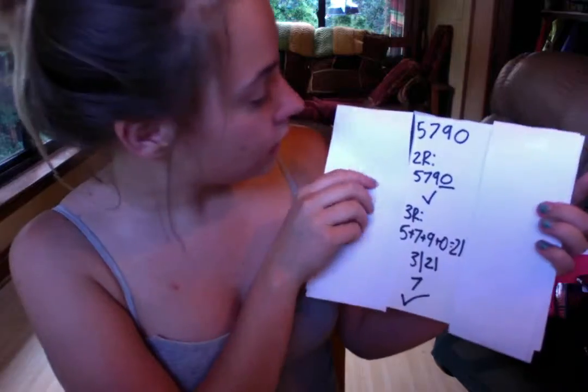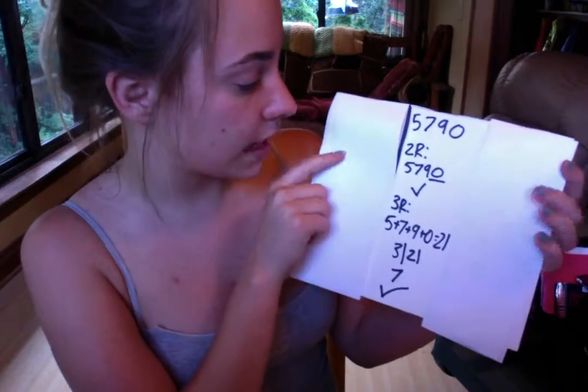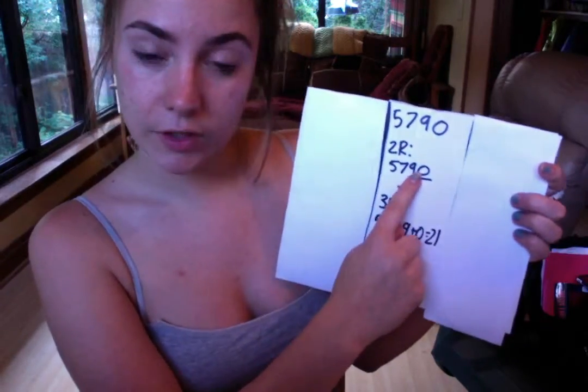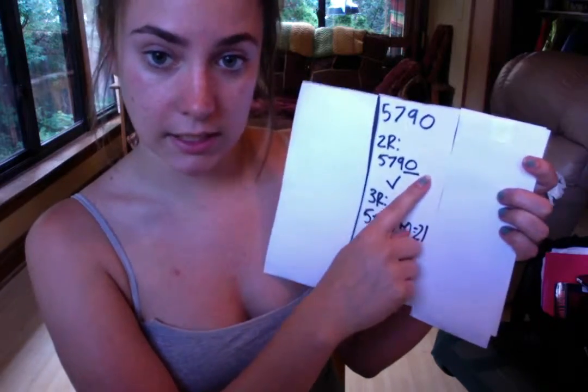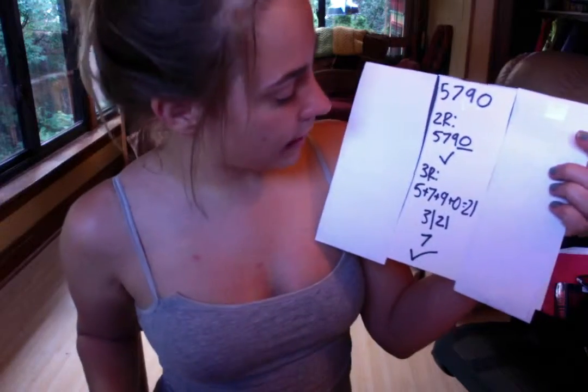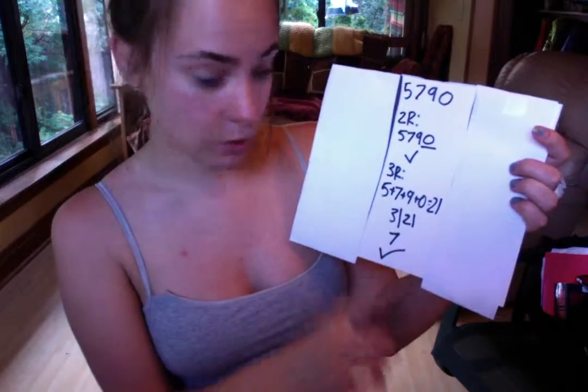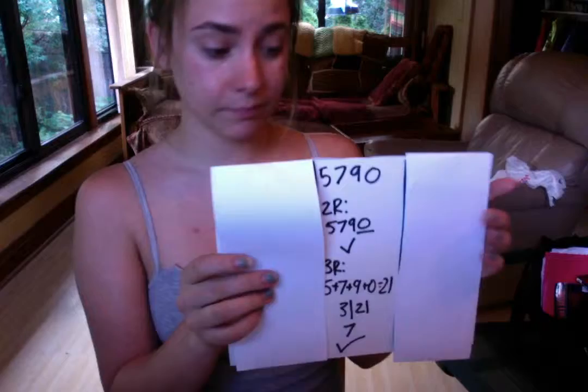After that, you have 5,790. We look for the 2 rule. It's a 0 once again, meaning, yes, it's divisible by 2. The 3 rule we have is 5 plus 7 plus 9 plus 0, 21. 21 divided by 3 is 7. Yes, this number is divisible by 6.